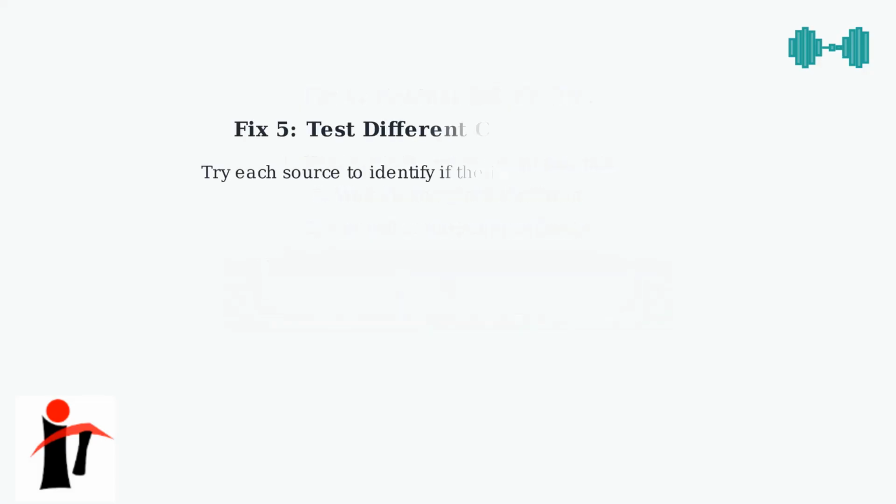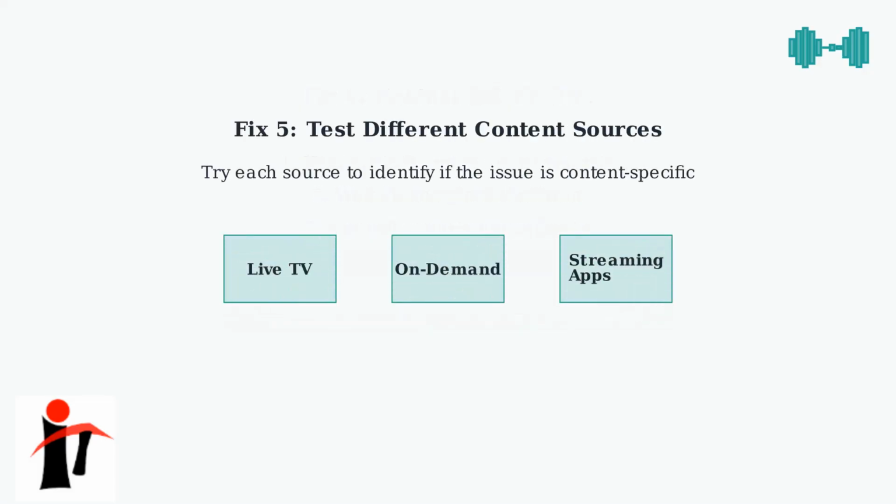Finally, test different content sources to ensure the problem isn't with specific shows or channels. Try switching between live TV, on-demand content, and streaming apps to isolate the issue. These 5 immediate fixes resolve approximately 70% of EETV box volume issues. They address the most common problems in the audio signal chain without requiring technical expertise or advanced settings changes.